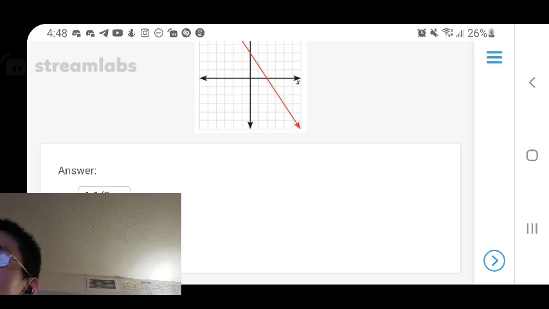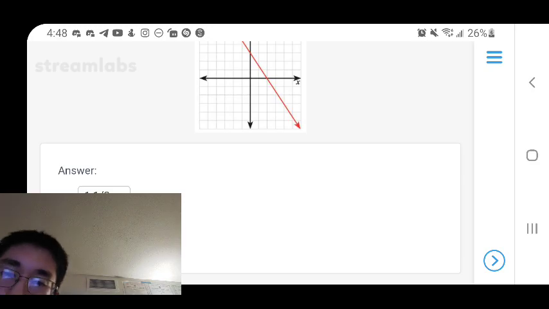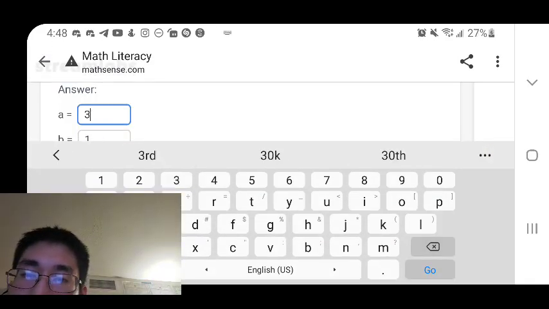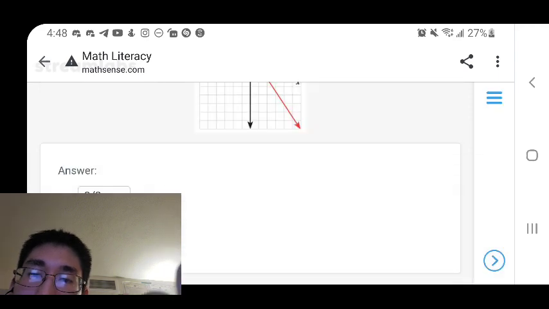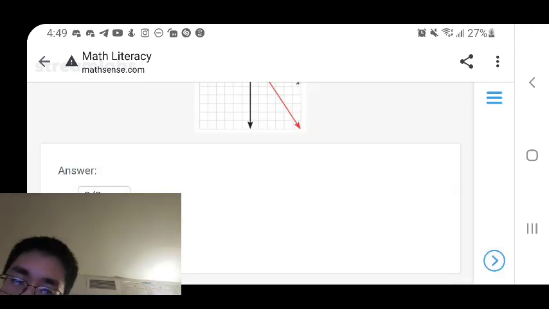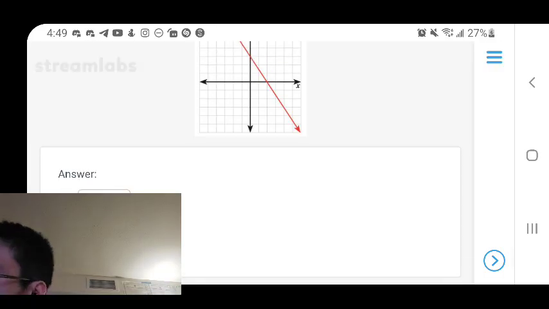X is 0. 3b is c. 2a is c, 3b is c. If I just do that, still works. 2a, that's 3 halves. I don't know why this is wrong. It might be a typo on your end. 2a is 2 times 3 halves, that's 3. So b has to be 1 and c has to be 3.